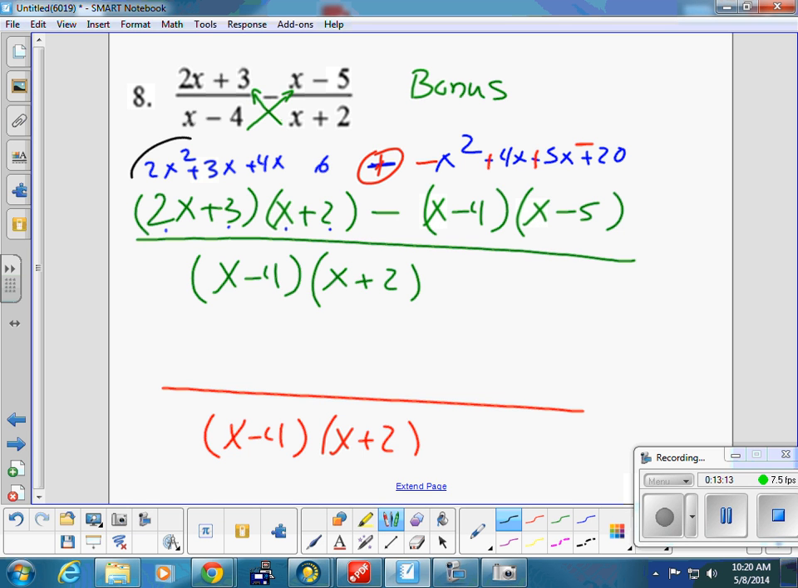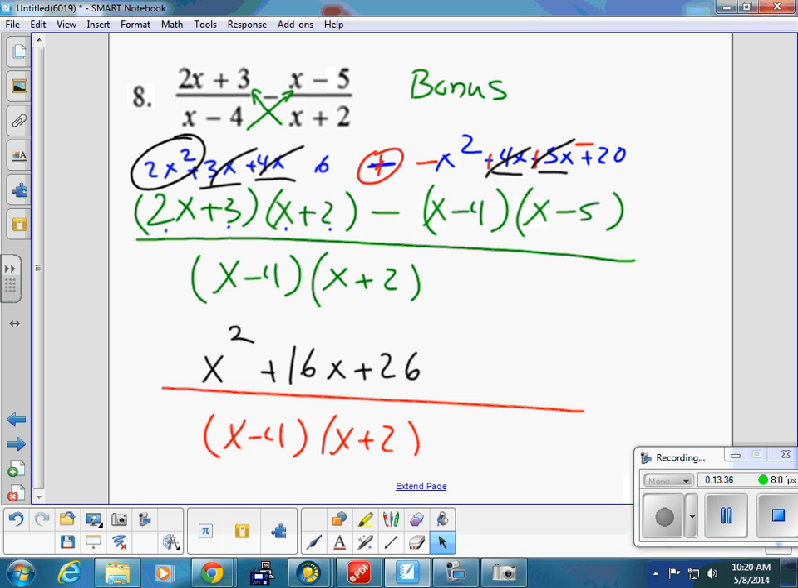So 2x minus x squared is just x squared. 3x and 4x is 7x. And another 4x and a 5x would be 16x. So these are all gone. And then 20 and 6 is 26. Now you still have to be careful here. Factors of 26 that add up to 16 are not available, because 2 and 13 are not available.